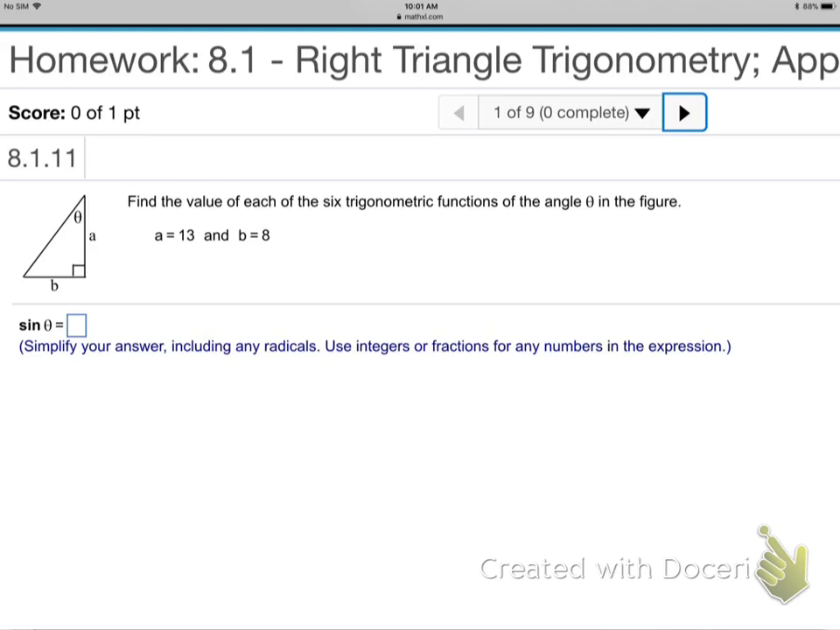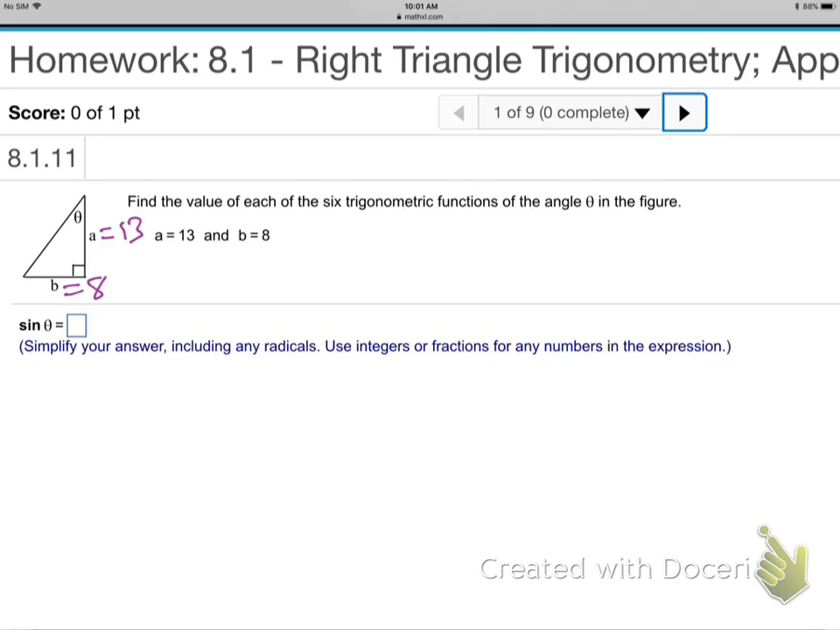They're saying A is 13 and B is 8. And they want me to find the sine of theta. They're going to want me to find all 6 trig functions. Let's start with sine. How do you find the sine of angle theta up there?